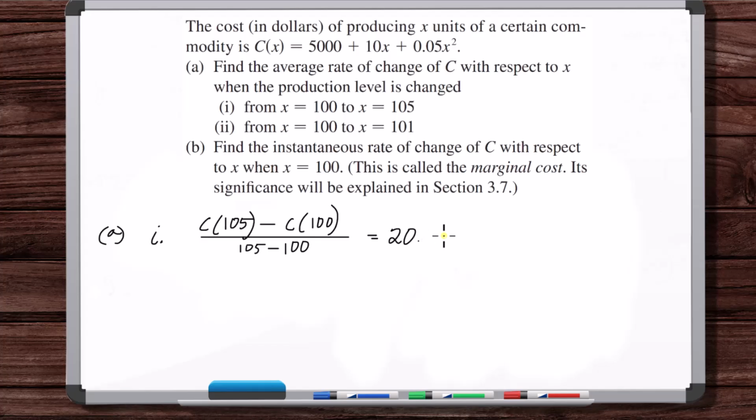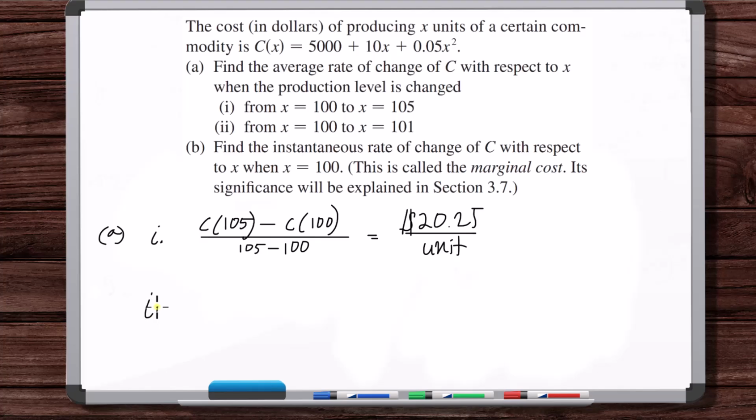20.25. Now, what are the units here? That's dollars per unit, right? What this means is that the average increase in the manufacturing cost going from a production of 100 to 105 units is about $20.25 per unit for each of these additional units past 100.